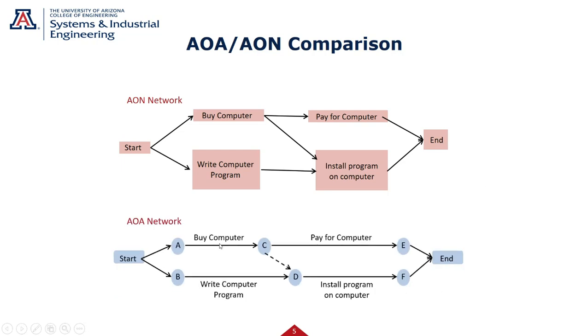I buy the computer, I write the computer program, okay? I pay for the computer here and I install the computer here. Now we're coming up with these arrows that aren't really activities, but I have to use them for linking the two things here. So I've got these arrows without activities on them that are coming into here.